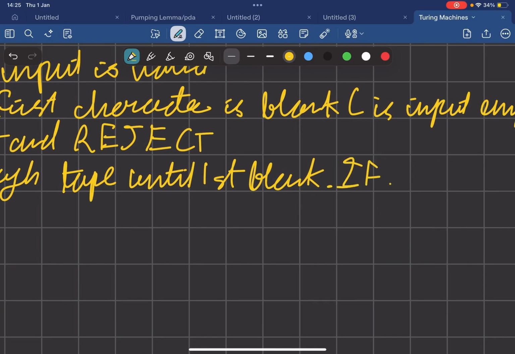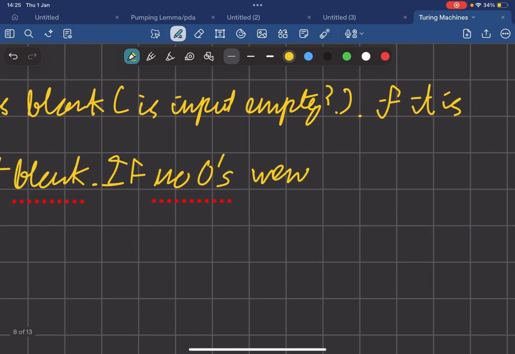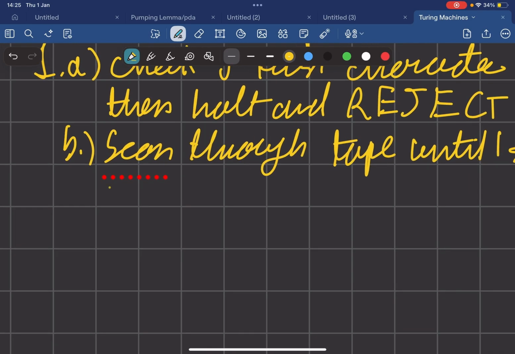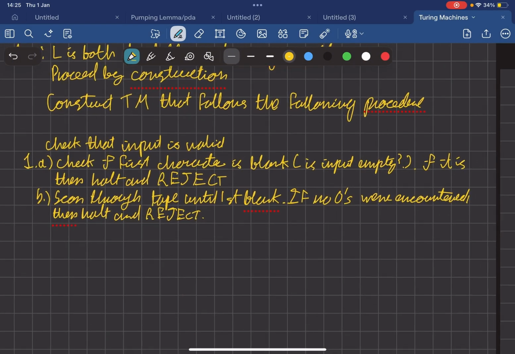If no zeros were encountered, then we want to halt and reject because we can't have 0 zeros. There we go.